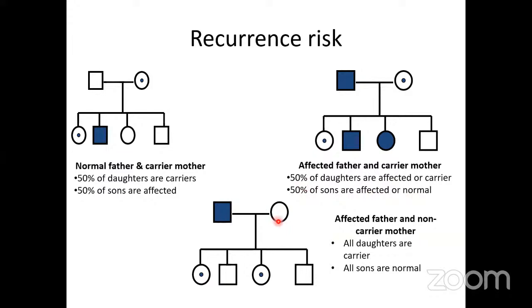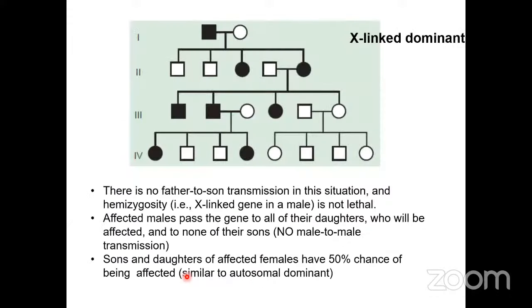Affected father and a non-carrier mother. In that scenario, all daughters are carriers, all sons are normal, because the father never contributes an X chromosome to the sons. The father obligatorily has only one X chromosome, he will definitely pass that on to his daughters. So they will be carriers. Clear? Now, X-linked dominant. Here again, there are two scenarios.